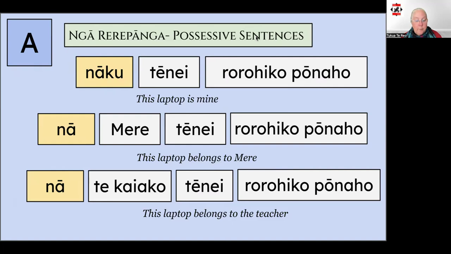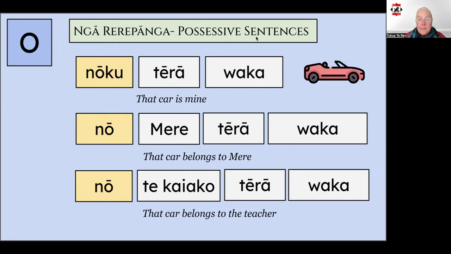Here's another set of examples, this time using the N class possessive, starting with the a category. Nāku tēnei rorohiko pōnaho. This laptop is mine. Well, this is my laptop. Nā mere tēnei rorohiko pōnaho. This laptop belongs to Mere. And the last one, nā te kaiako. And here are the same sentence structures in the o category. Nōku te rā waka, that car is mine. Nō mere, nō te kaiako te rā waka, that car belongs to the teacher.